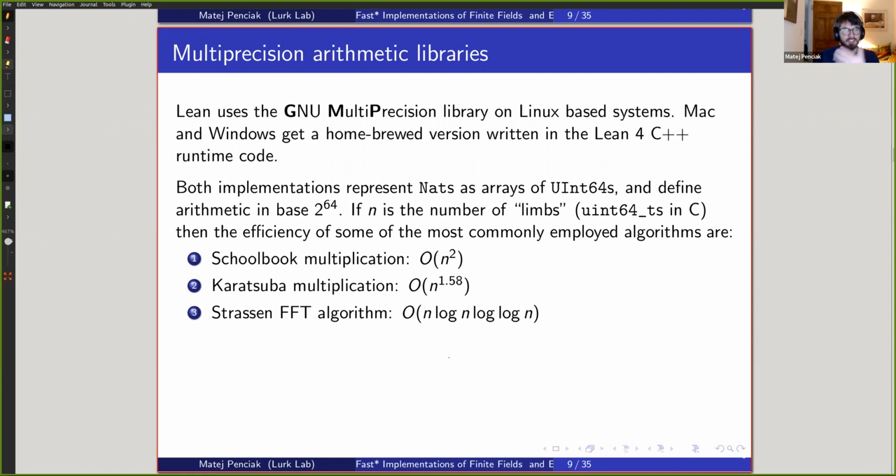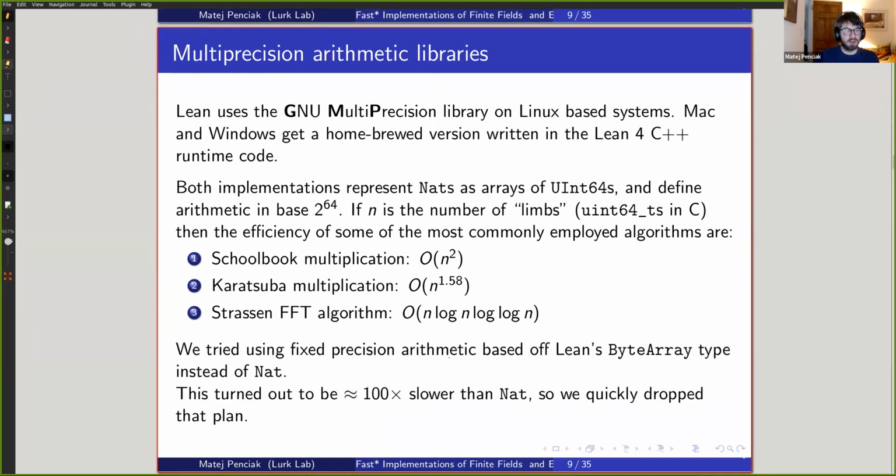And so the first foray into making things quick in Lean was that we tried to write our own fixed precision arithmetic library in Lean based off of Lean's byte arrays. Lean's byte arrays are basically, in the C runtime, just strings of zeros and ones, and essentially all of the methods associated with byte arrays are externed out to C libraries. So in principle, it should be very, very fast to run these kinds of libraries based off of byte arrays. But it turns out they were about 100 times slower than just the native Nat arithmetic. So we quickly dropped that plan.